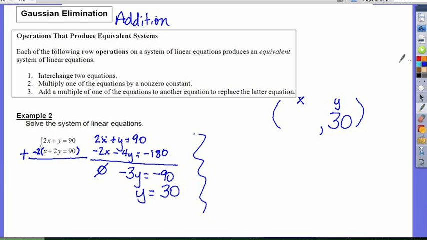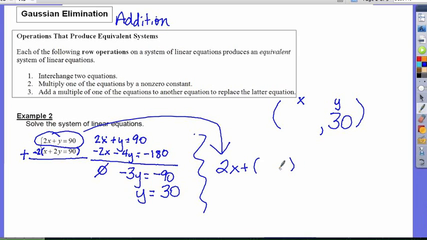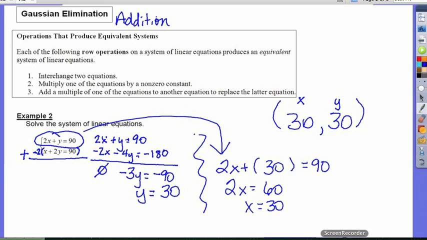I am going to substitute back in this equation, just because that's the first one. You know, it doesn't really matter, just pick one. 2x plus, in place of y, I'm going to plug in a 30, and that equals 90. So solve that. 2x equals 90 minus 30 is 60, and x equals 30. So x is 30 and y is 30.